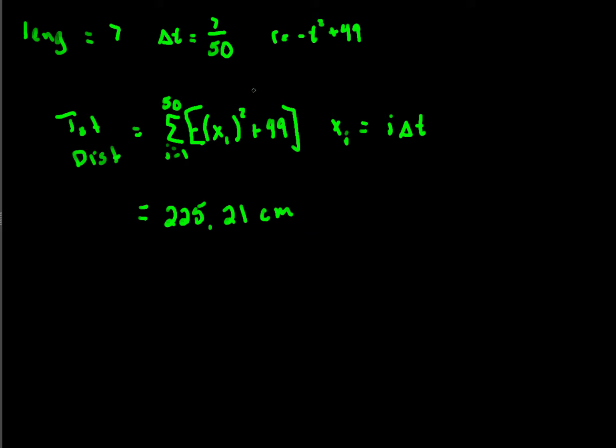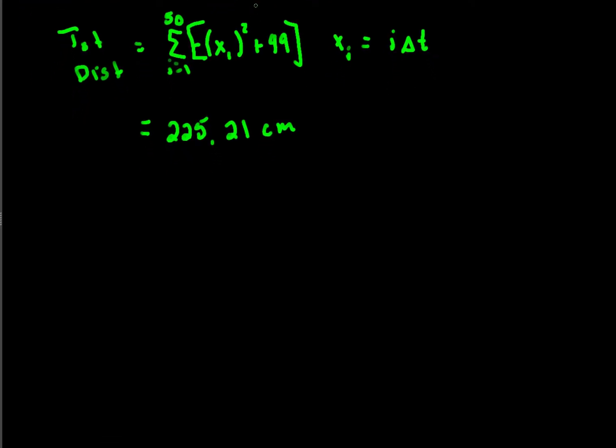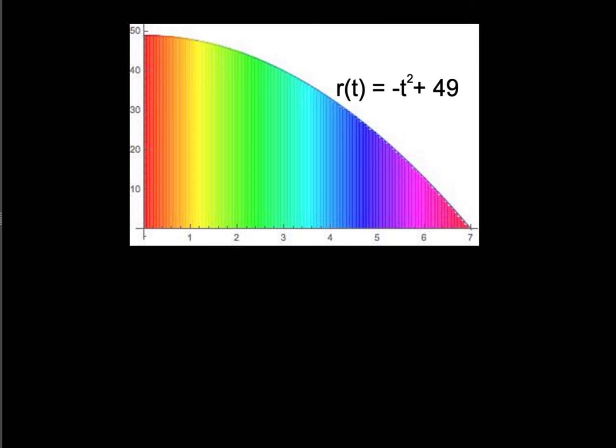Great, that's with 50. Why stop at 50? Let's do 100. Let's take a look at what the graph would look like if we did 100 intervals. And we see that using 100 intervals, our change in time would be 7 over 100. And just from the graph alone, we see that this is an incredibly good fit. We'd have to zoom in really close to see that error.